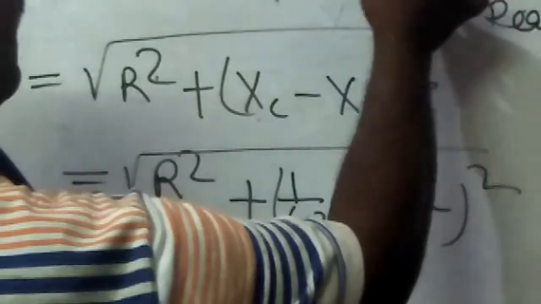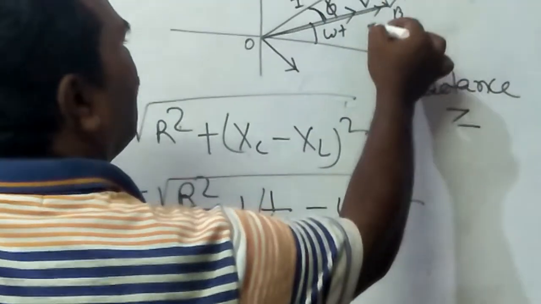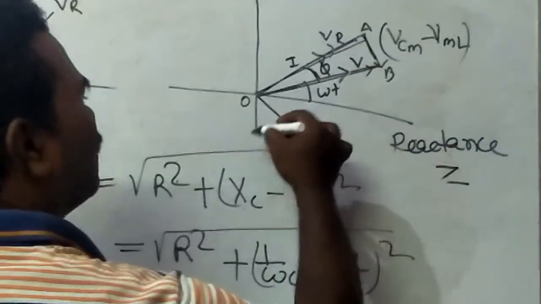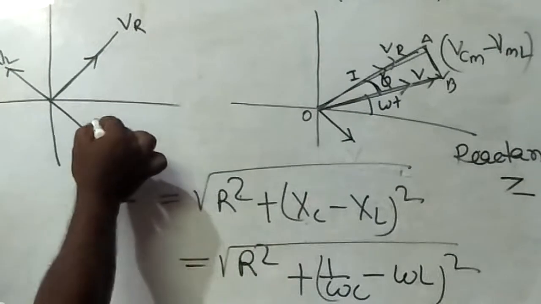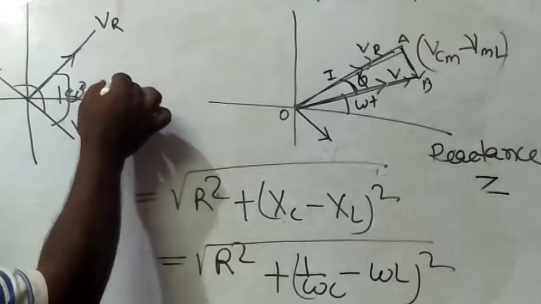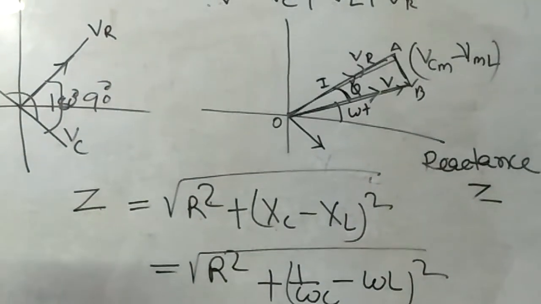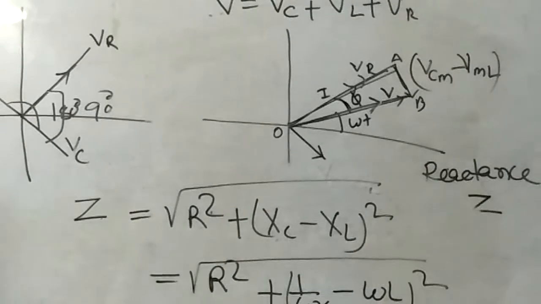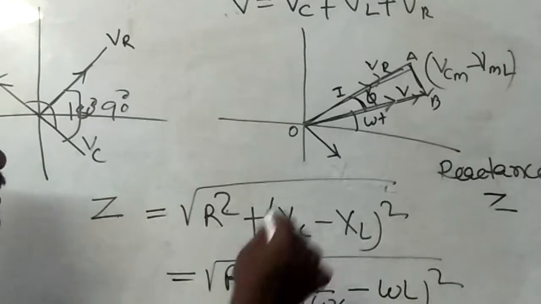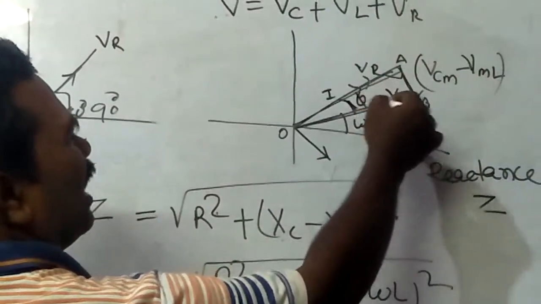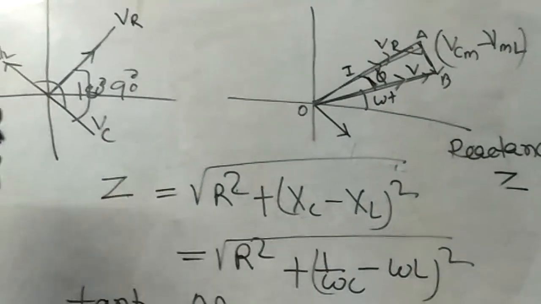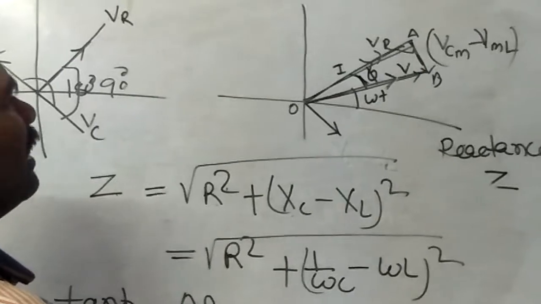This is the angle phi. This is our voltage, and this is our current, the resultant voltage phasor. You know the voltage relation between VC and VL is a 180 degree gap. Here it is 90 degrees. Our aim is to calculate phi. So what is tan phi? This angle is 90 degrees.